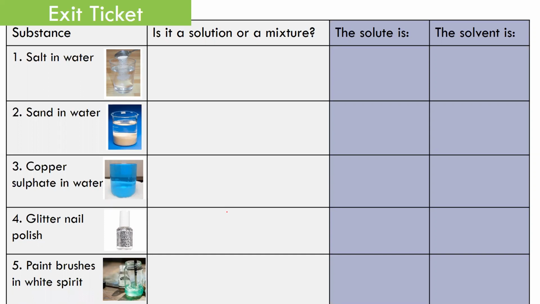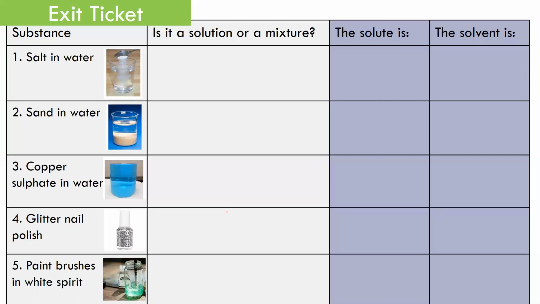Okay, so you should now have had enough time to fill in the table. So let's go through the first one. Salt in water, that is a solution. The reason why it's a solution is because the salt has dissolved in the water. The solute in this scenario is the salt. Solute being the thing that dissolves, and the solvent is the water.